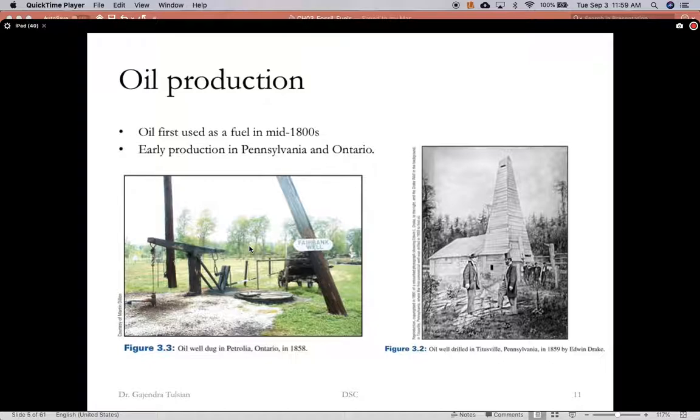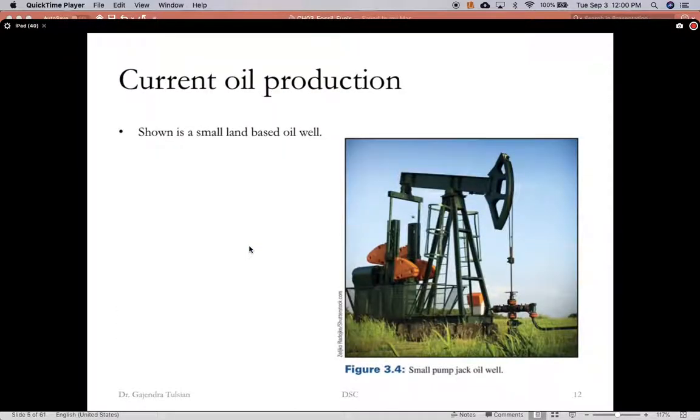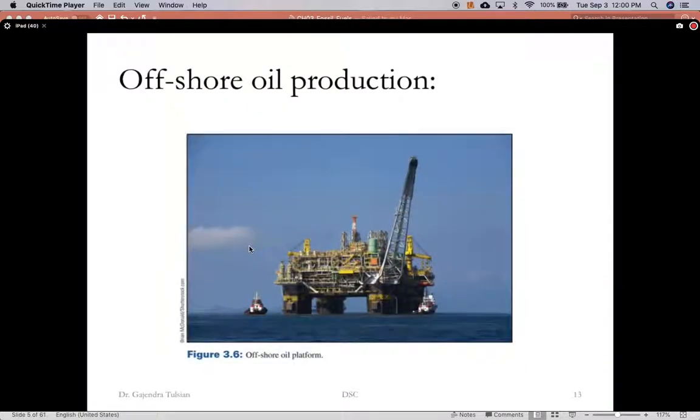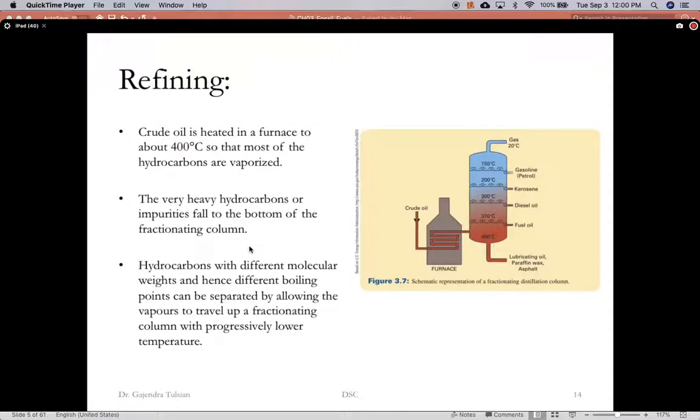Oil was first used as a fuel in the mid 1800s. Early production was in Pennsylvania and Ontario. Here's an oil well in Pennsylvania, and here's an oil well from 1858 in Ontario, Canada. Here's a picture of a small oil pump, a picture of a large oil pump, and an offshore oil platform. Okay, let's pause here.